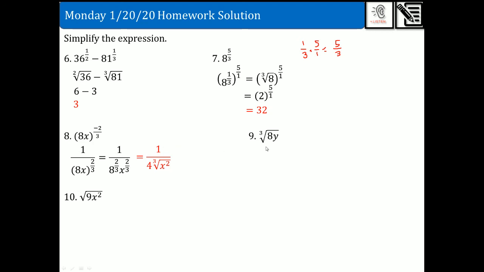Okay? 9. What is the cube root of 8y? We know the cube root of 8 is 2, because 2 times 2 times 2 is 8. We don't know what the cube root of y is, so we just leave it right there. So this simplifies to just 2 cube root of y. Next, we have the square root of 9x squared. Okay, notice there's a 2 in here, but we just don't write it. Okay, what is the square root of 9? 3. What is the square root of x squared? Just x. Okay, so that just becomes 3x.